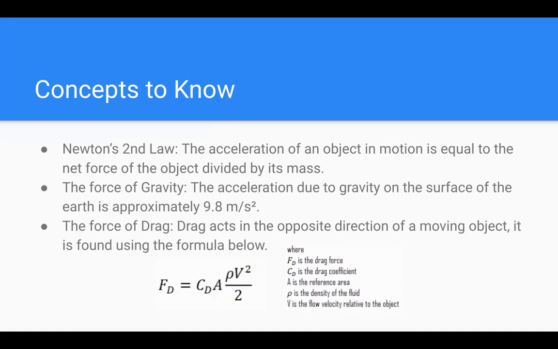of a moving object, and it is found using the formula below, where F_D is the drag force, C_D is the drag coefficient, A is the reference area, ρ is the density of the fluid, and for this laboratory, we use the density of air, and v is the flow velocity relative to the object.